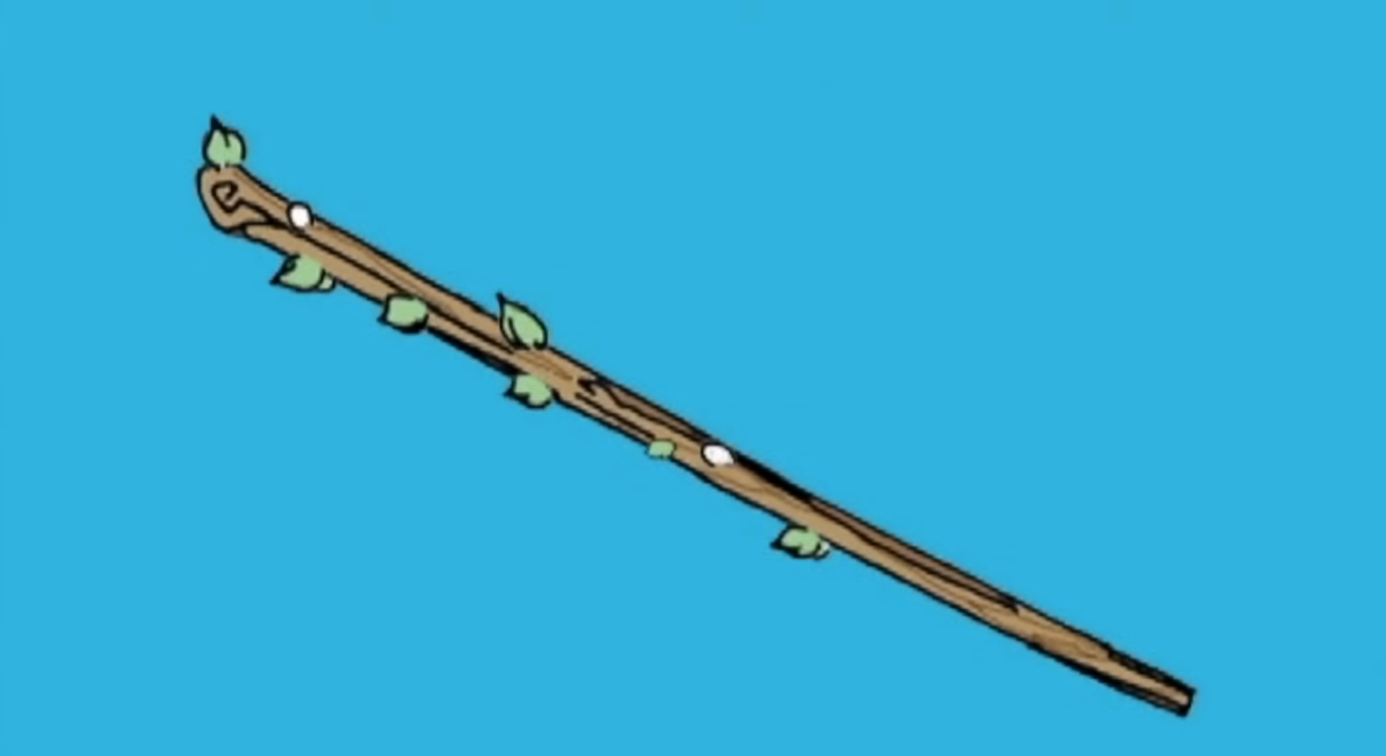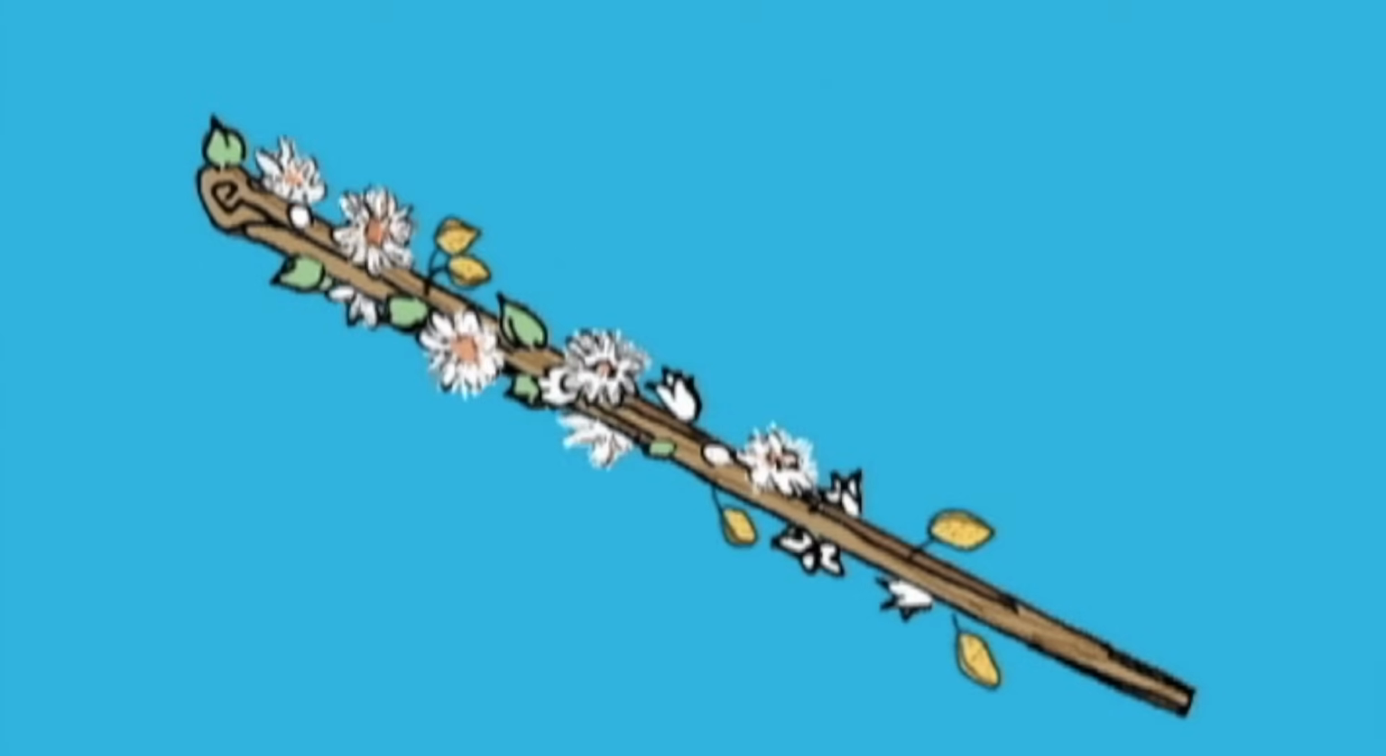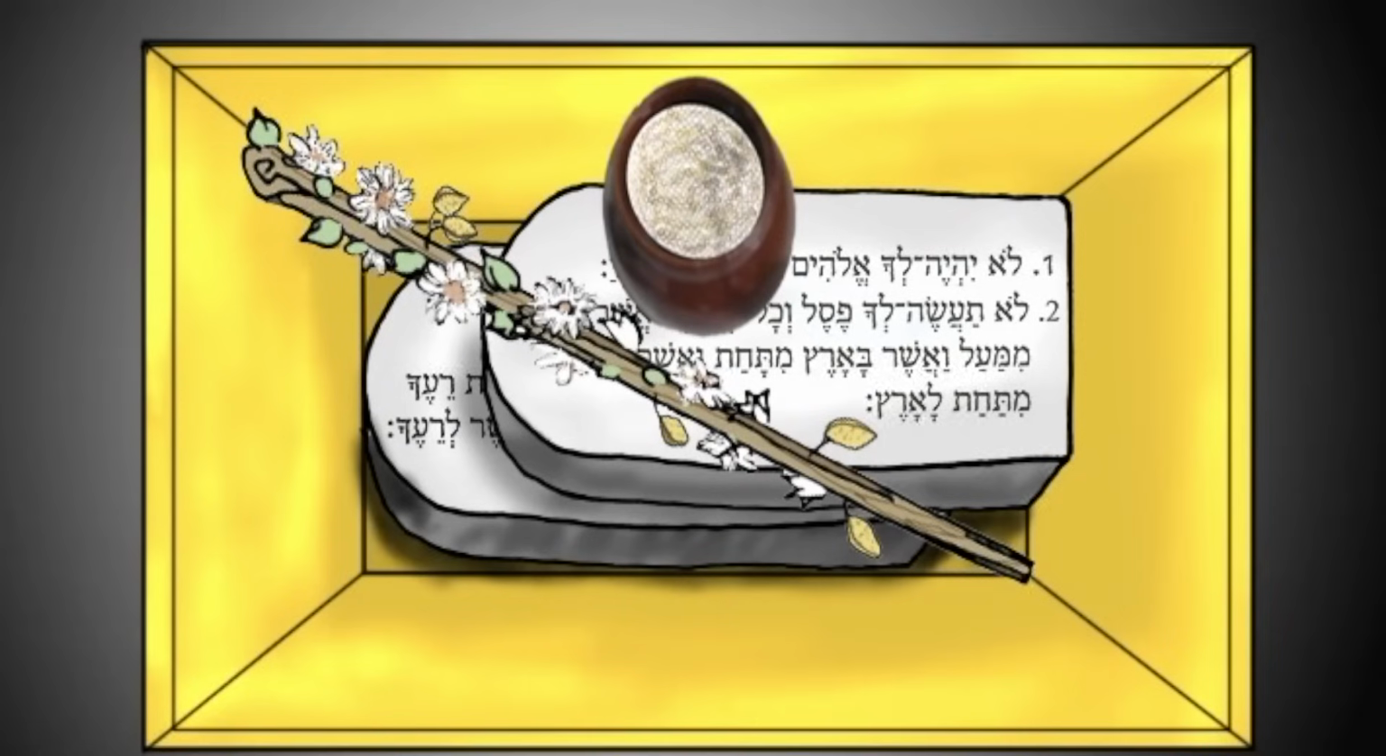Aaron's rod budded, putting forth blossoms and ripe almonds, showing Aaron was God's choice. His rod was placed in the ark along with the pot of manna. It was a sign to remind the people not to rebel and grumble against God, so they would not die.